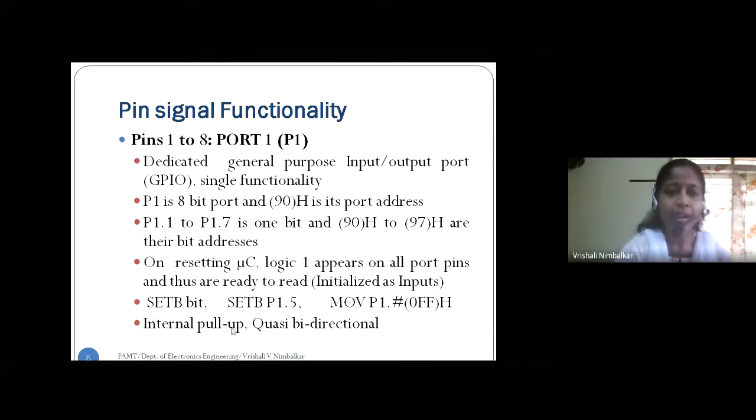Correct. And how do you use port 1? Either bit by bit, for example, SETB P1.5, that is using 1 bit of the port. Or you can use it as a byte, MOV P1, #0FFH, meaning FF hex is sent on port 1. So this is byte access. SETB is a bit access.